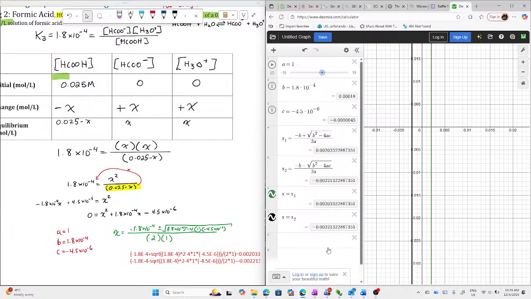Just to show you how I use Desmos to give me useful solutions, right? Because now I can plug that original equation in, which was what? 1.8 times 10 to the exponent negative 4 equals, what was it on the top? X squared. And on the bottom it was what? 0.025 minus x. And if I've done my job right, that should sit on my solutions. They should be the same, right?